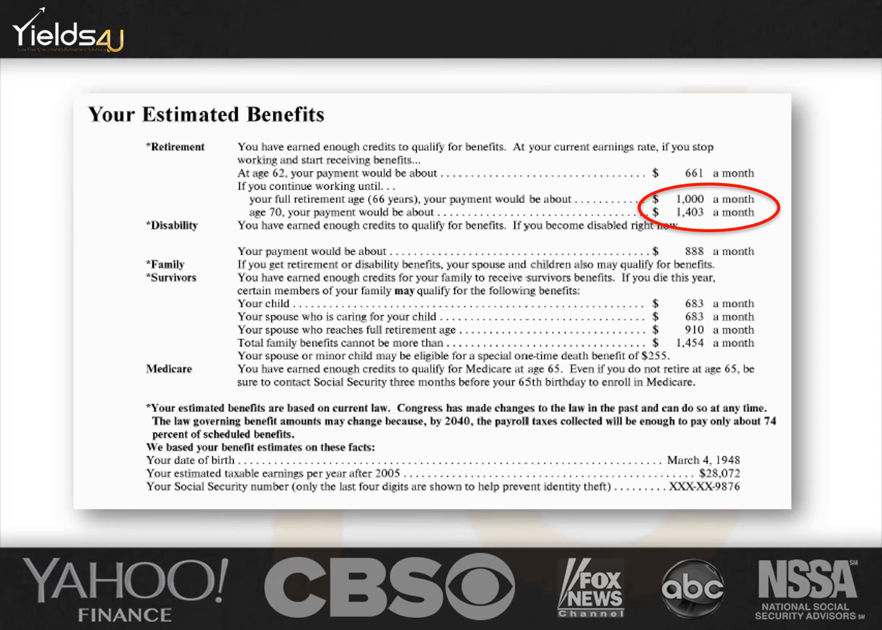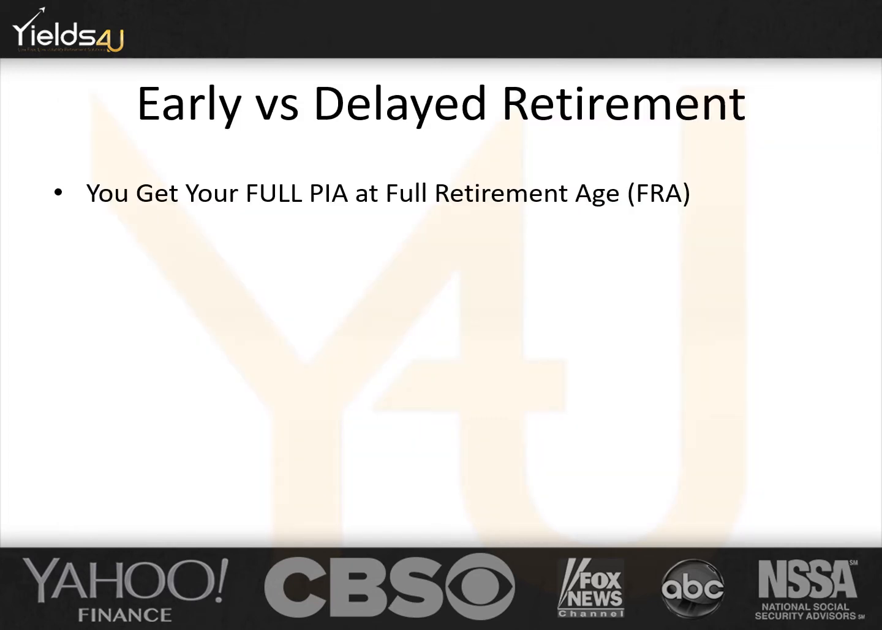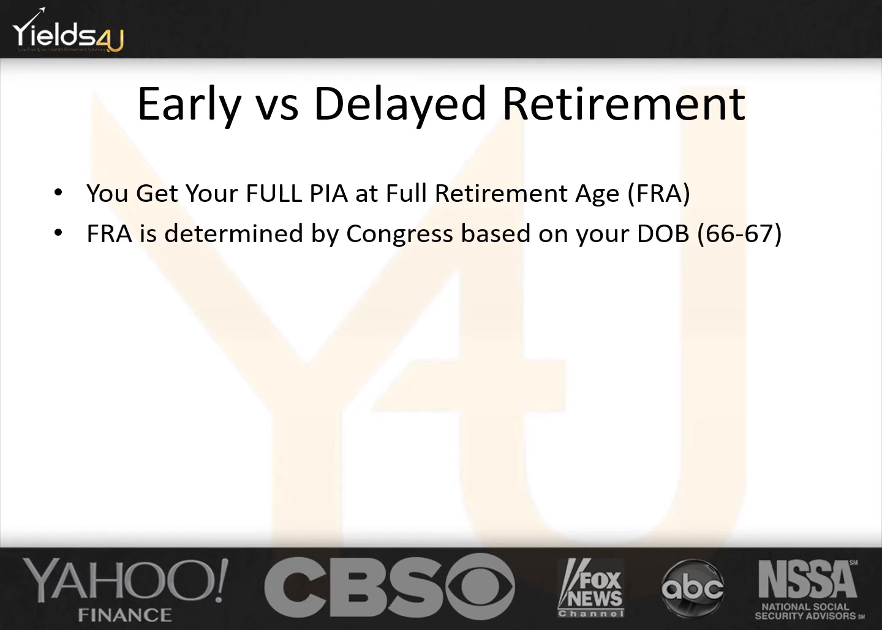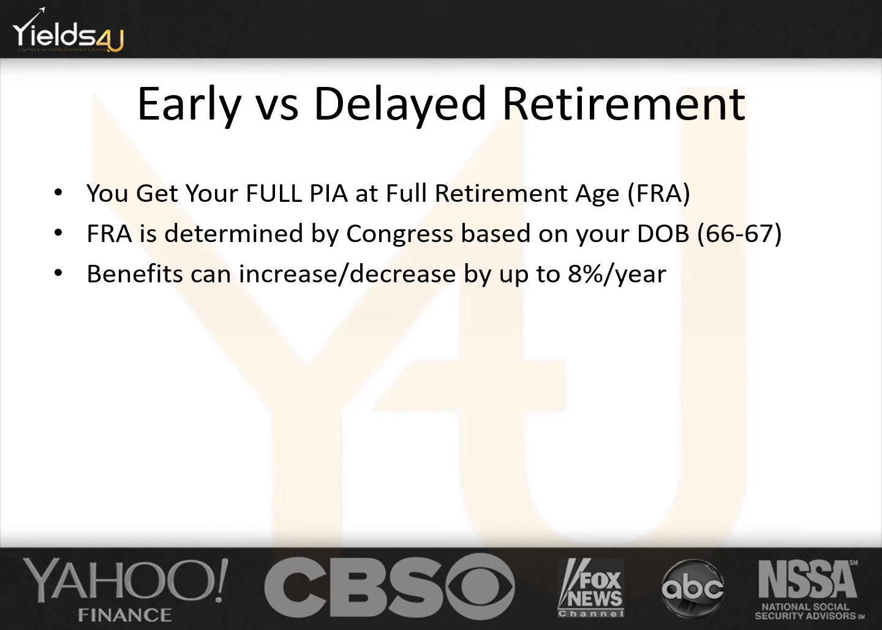Of course, the government isn't done fiddling with your numbers just yet. The next adjustment that they do is for early versus delayed retirement credits. Basically, Congress decided that in order for us to get our full Social Security benefit, we would need to retire at our full retirement age, or FRA. Our FRA is a date determined by Congress and subject to revision. So at FRA, or full retirement age, you get your full PIA. The government loves their acronyms.